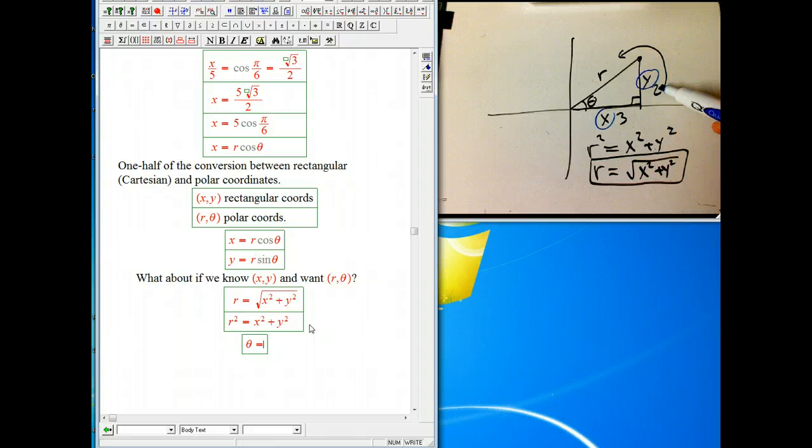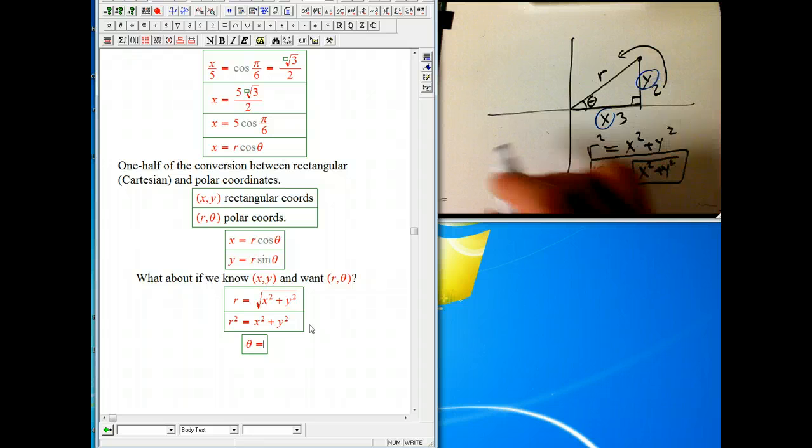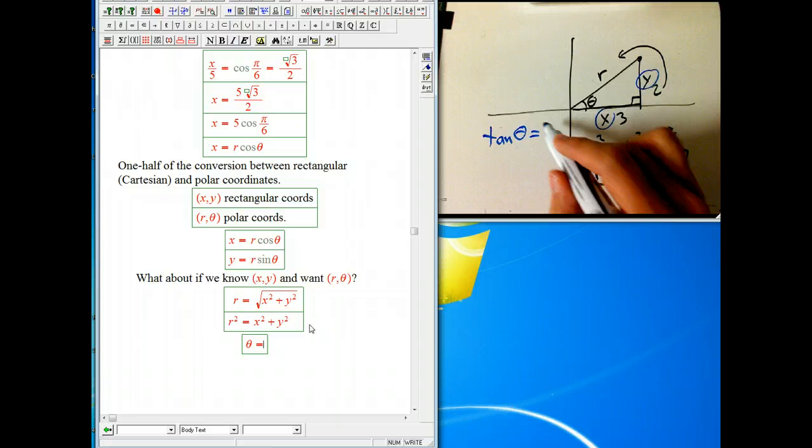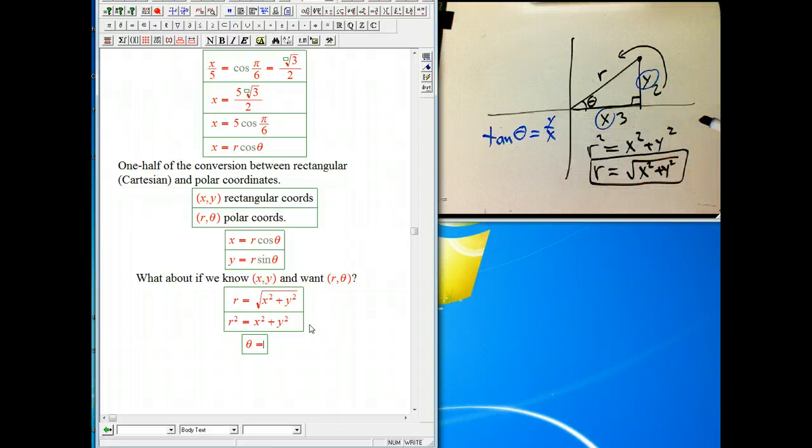Can I get theta? Well, let's see. I don't want to have to use r. Even though I can get it out of here, I want it all to relate back to x and y. And the trig ratio appropriate to x and y is tangent. Oh, okay. So we actually do know the tangent of theta, and that's equal to y over x. Okay, so that in itself is a really good thing to write down, even though it is not solved yet for theta.